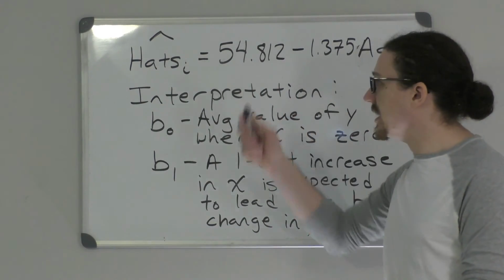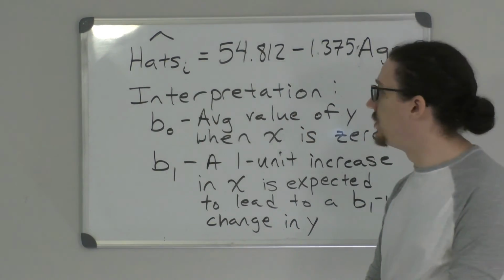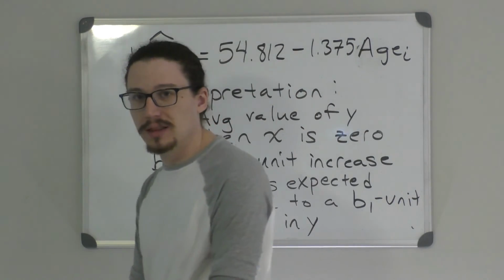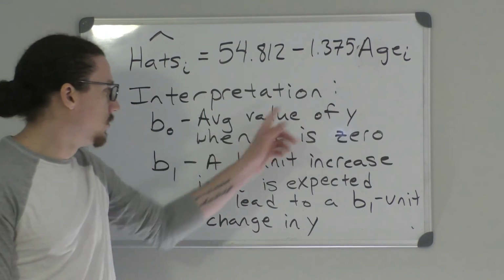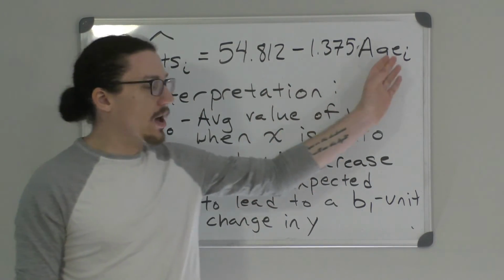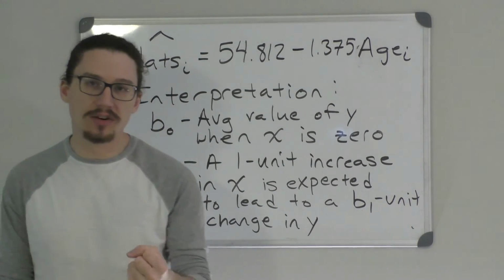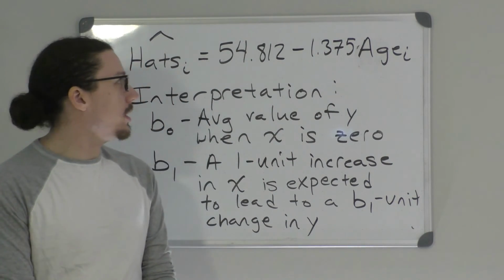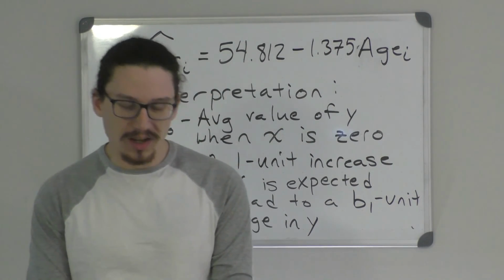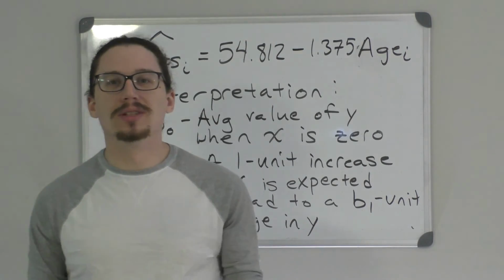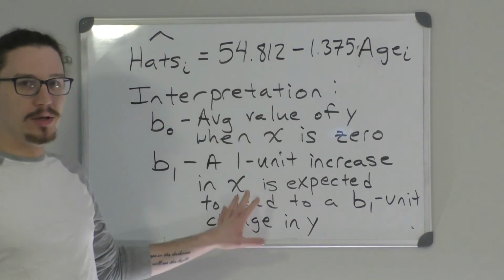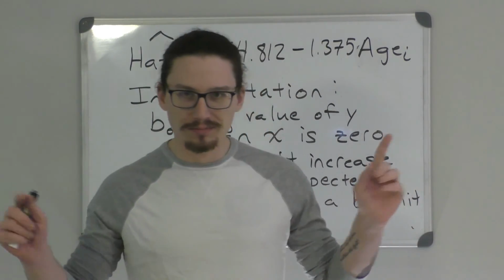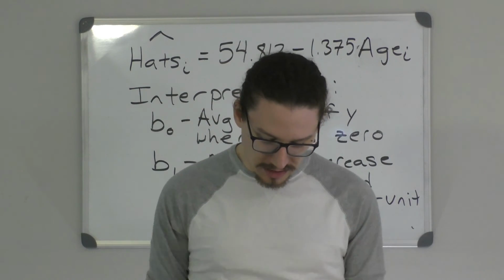All right, so our B naught is 54.812. So the interpretation here would be, right, so it's the average value of Y when X is 0, right? So X in this case is age, so when age is 0, we'd expect the average number of hats someone owns to be 54.812. So again, this is kind of what I mean by they're not always going to make sense. One, not necessarily B naught's fault on this one because this is kind of some kooky data and there's not a lot of variation, which can cause some problems.